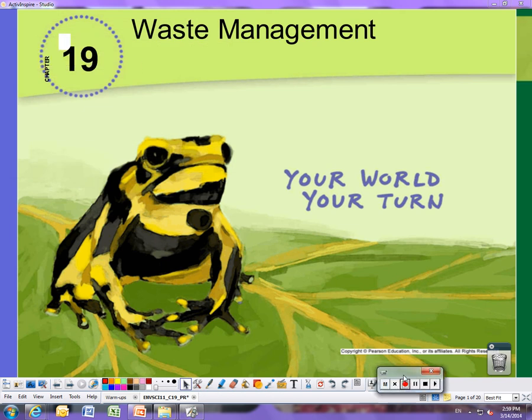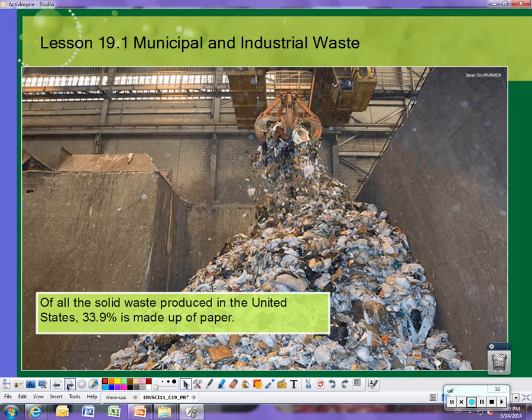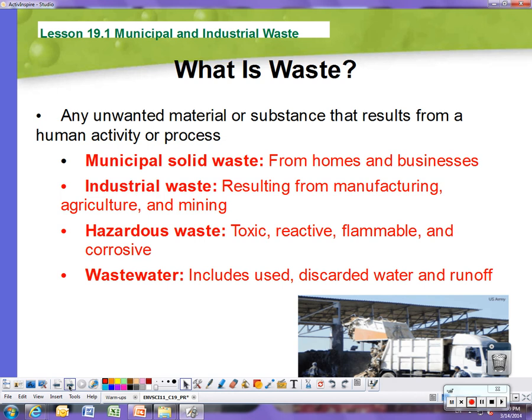All right, these are the waste notes for Chapter 19. It's just all of Chapter 19, so title them waste. These should be fairly quick. It's really basic information. All right, so we're looking at the different types of waste. Make sure that you write these 4 down. You need to know the difference.